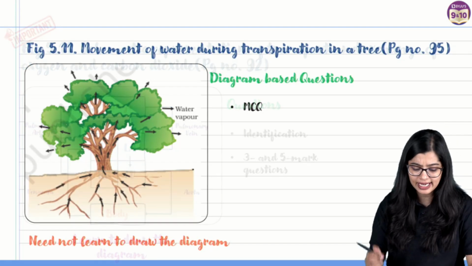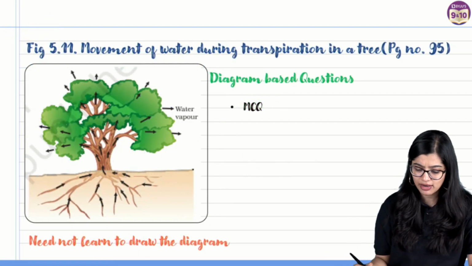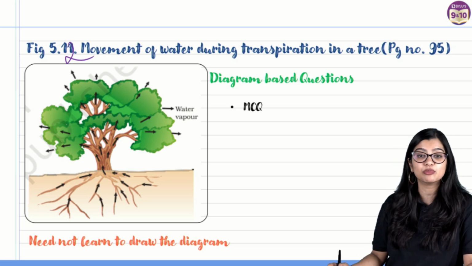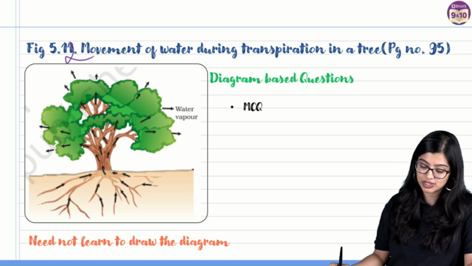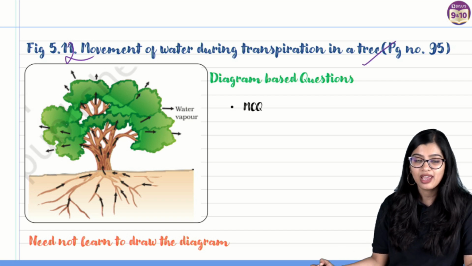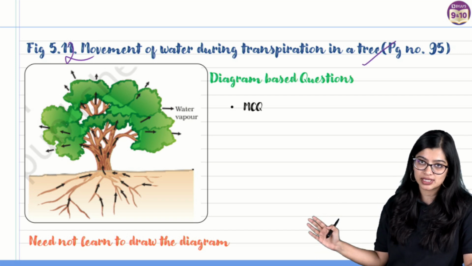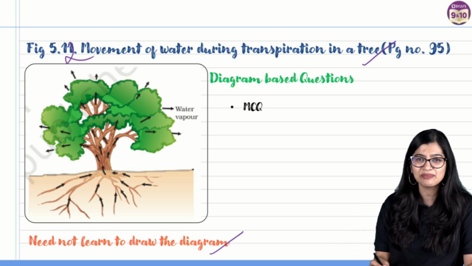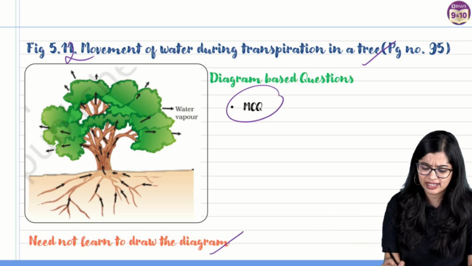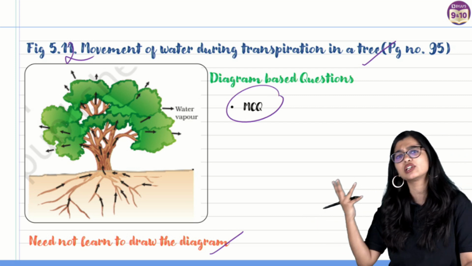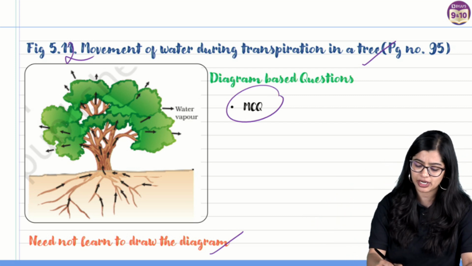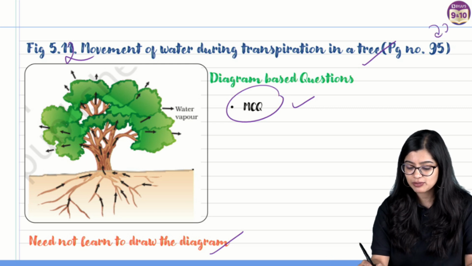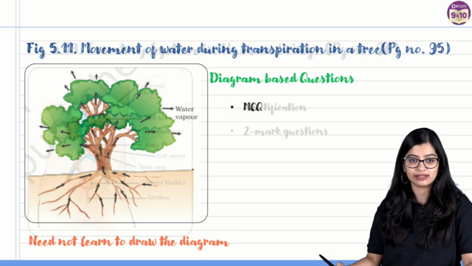Now we will move on to the next image, which is figure 5.12, the movement of water during transpiration in a tree. Again, the chances of this diagram coming are very slim, right? They will not ask you to draw the diagram. They can give you the diagram and ask you to identify what process is happening here, so you just need to mark the option as transpiration. So this is again an MCQ based question. Please make sure it's there in page number 95.